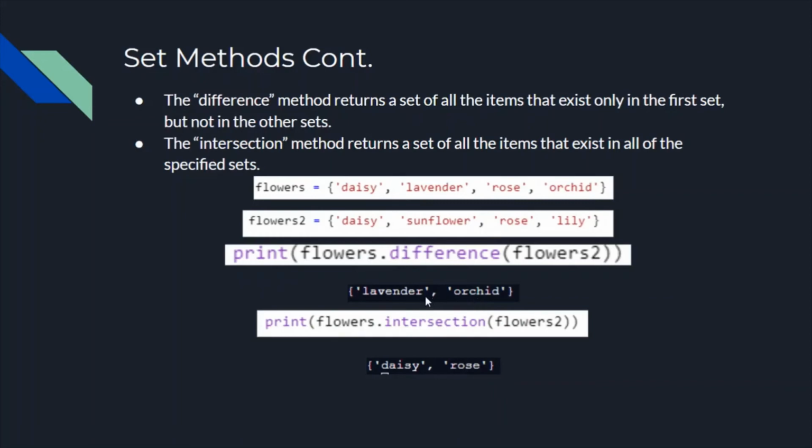What this means is that lavender and orchid exist only in the flowers set and not in the rest of the sets, which is just flowers2.